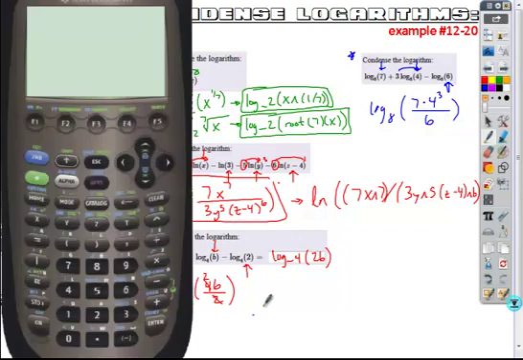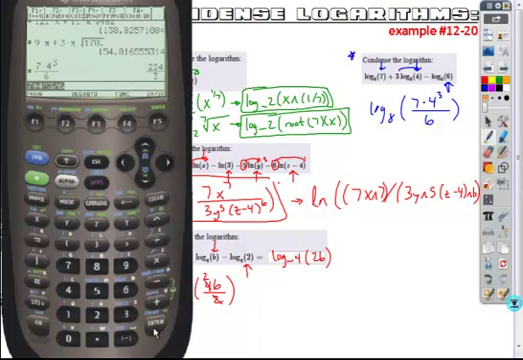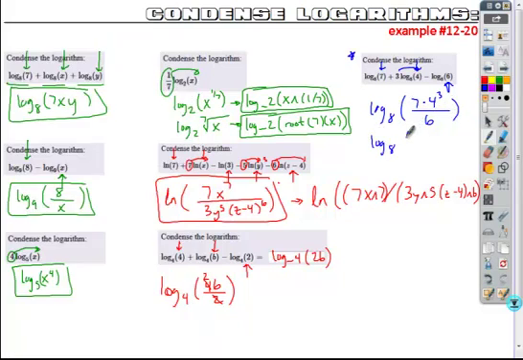So what I want to do is I want to simplify that expression. So 7 times 4 cubed divided by 6. And I get 224 over 3. And that would be my simplified form.